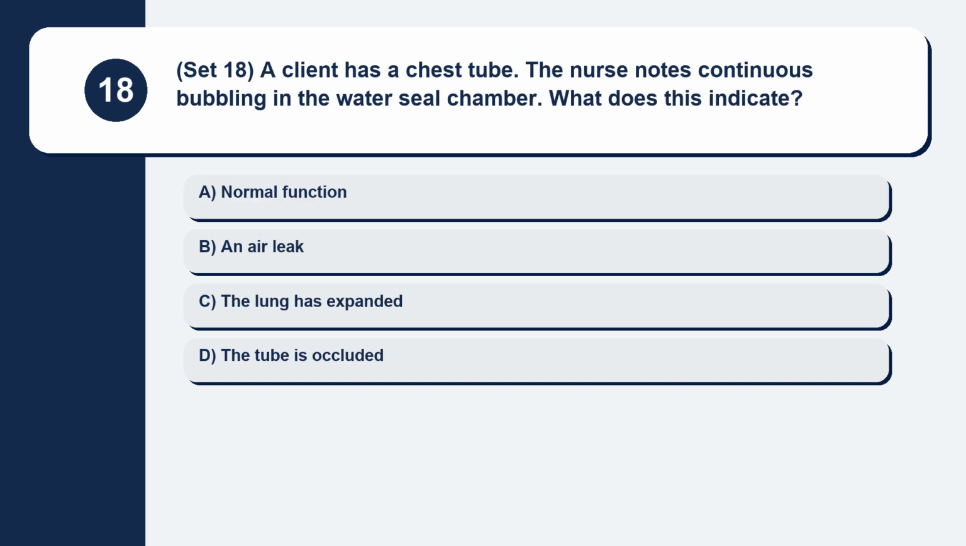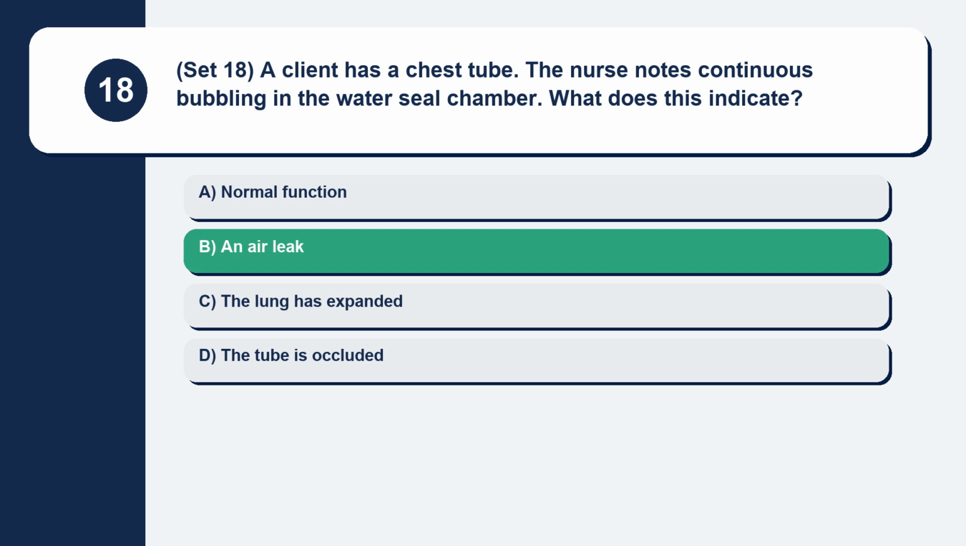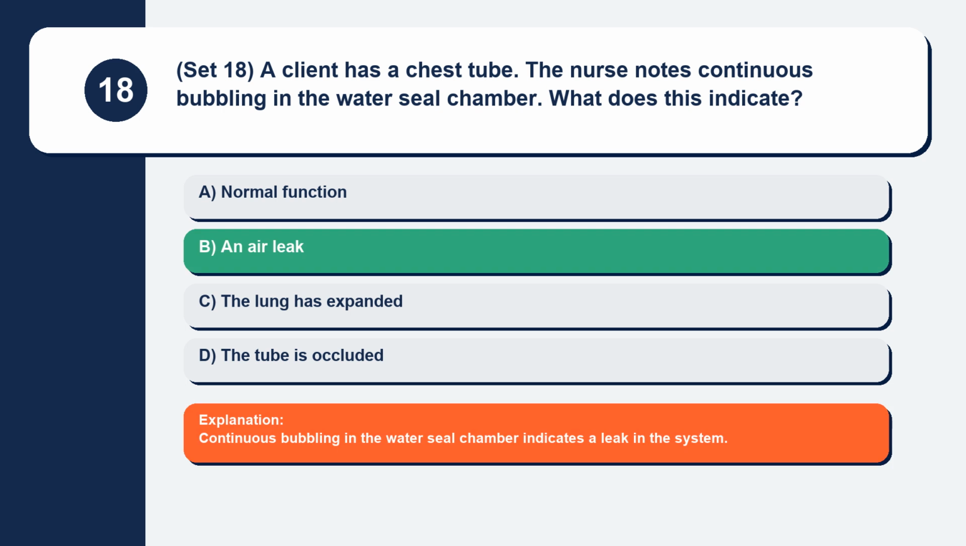Question 18. Set 18. A client has a chest tube. The nurse notes continuous bubbling in the water seal chamber. What does this indicate? Normal function, an air leak, the lung has expanded, the tube is occluded. Continuous bubbling in the water seal chamber indicates a leak in the system.